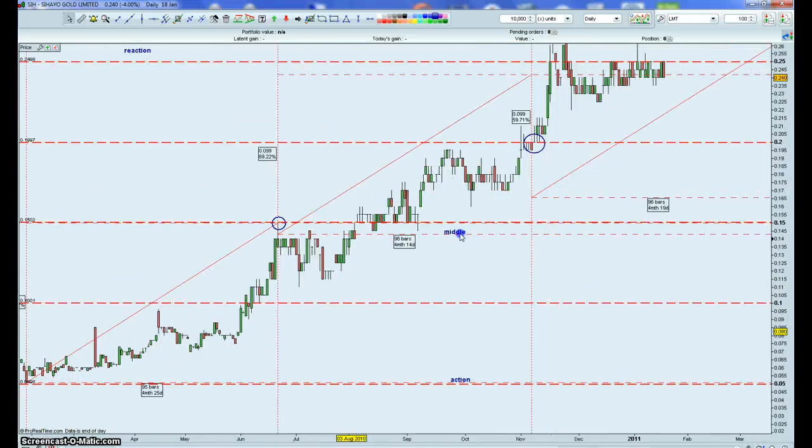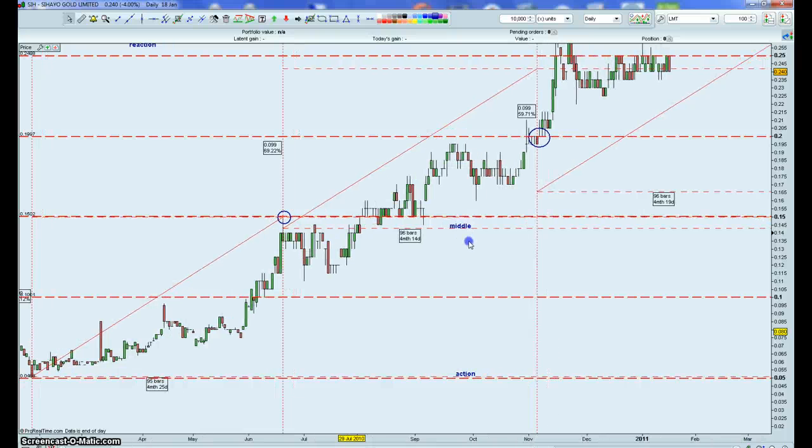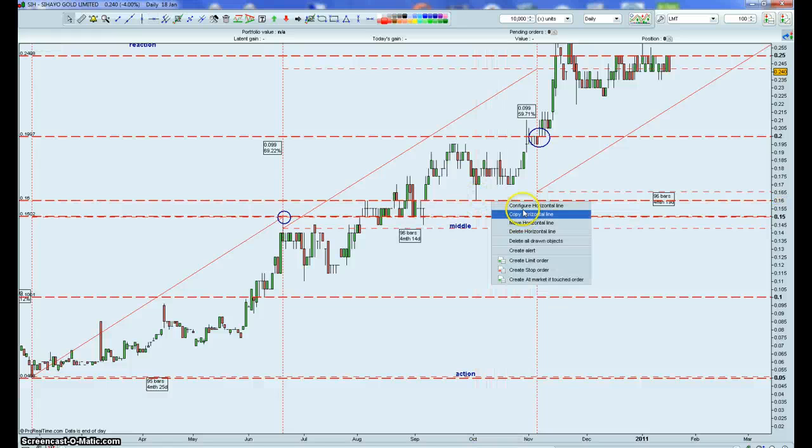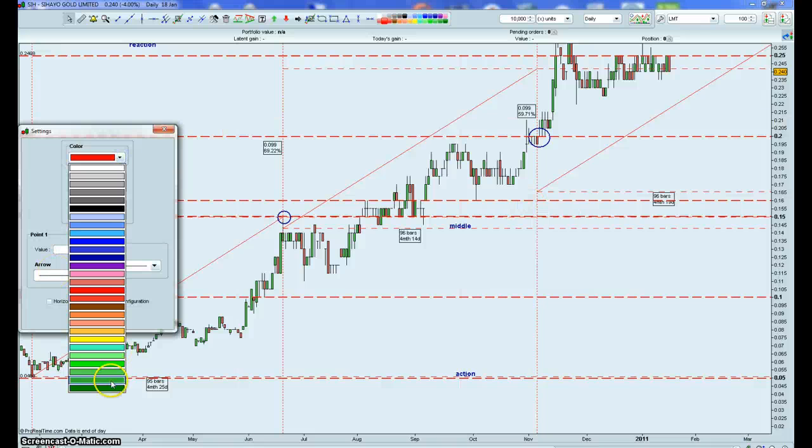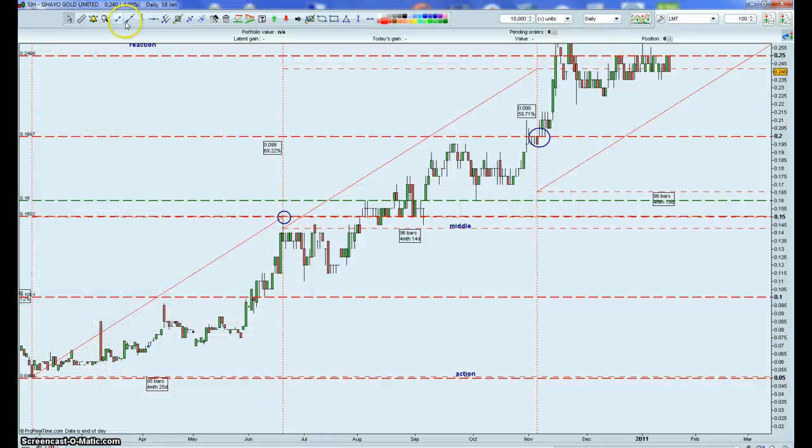Okay, what else can we use? Well, I might try some other reaction lines starting from, let's take this as our action line, and I'll color that green, and we'll take that to the next pivot, which is, I'll call it there.